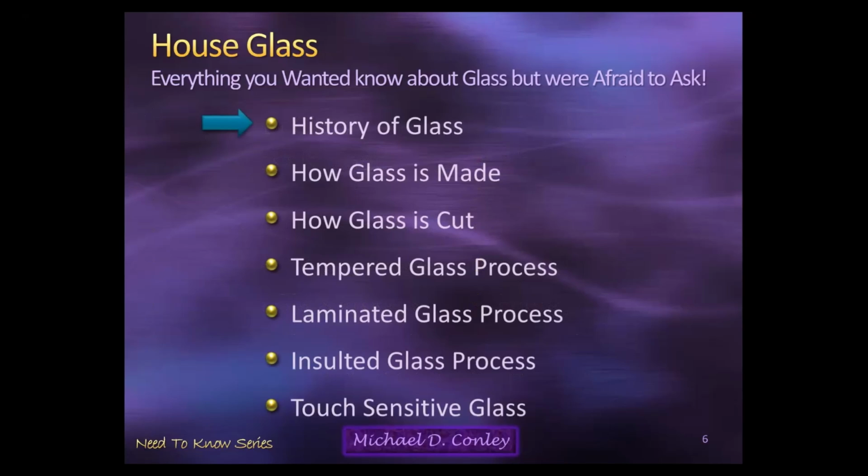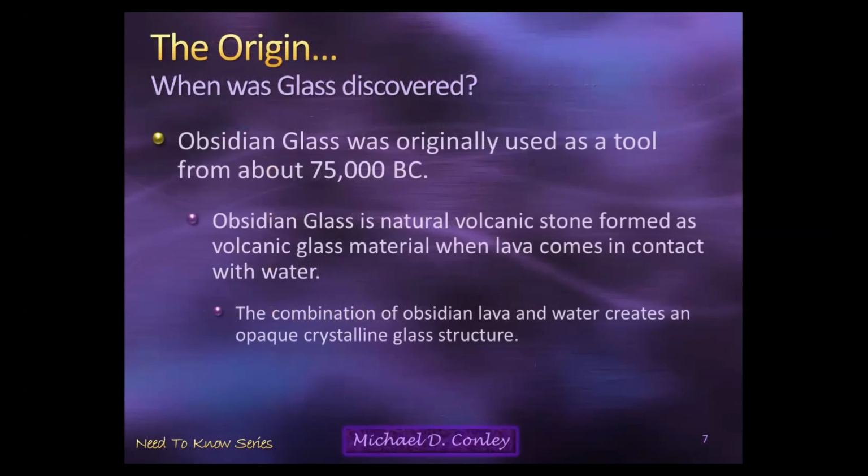So the first section is going to be the history of glass. Obsidian glass was originally used as a tool from about 75,000 BC. Obsidian glass is natural volcanic stone formed as volcanic glass material when lava comes in contact with water. The combination of obsidian, lava, and water creates an opaque crystalline glass structure.